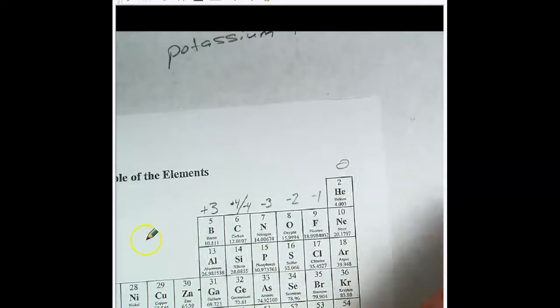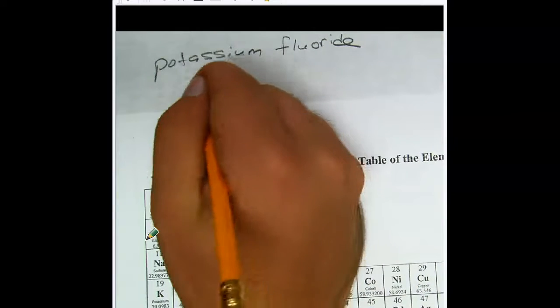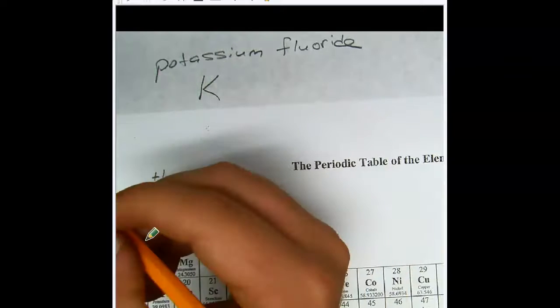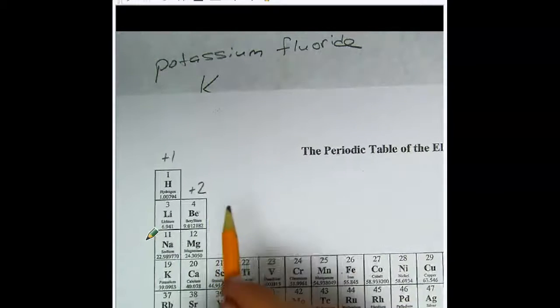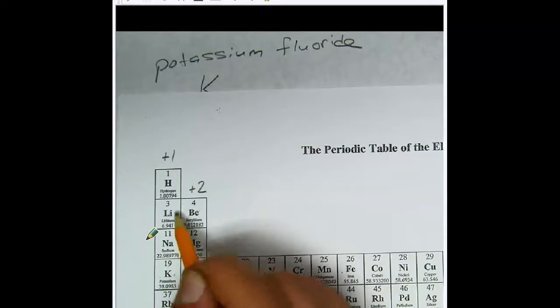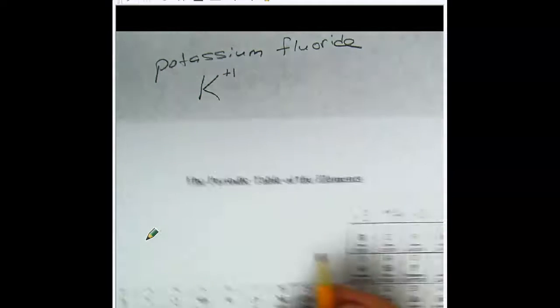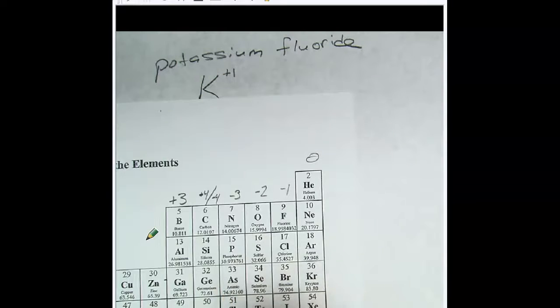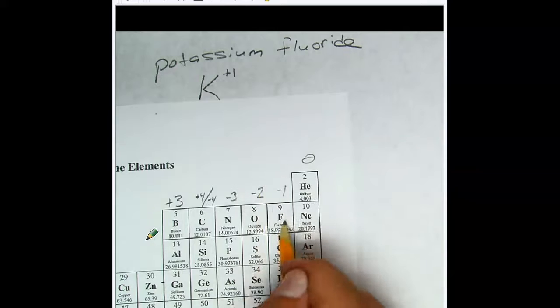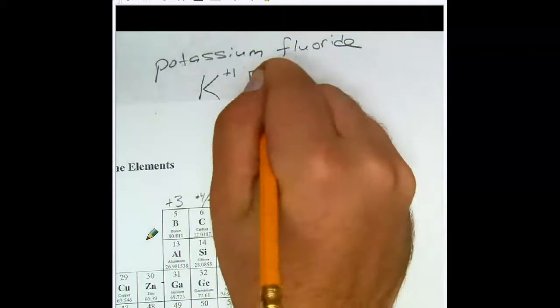Now that I have all my charges, my first element up here is potassium, which is K. So what you got to do is find K. K is down here. Its column has a +1 charge, so I'm going to put a +1. Now I'm going to find fluorine. Fluorine's way over here. Fluorine has a -1 charge.